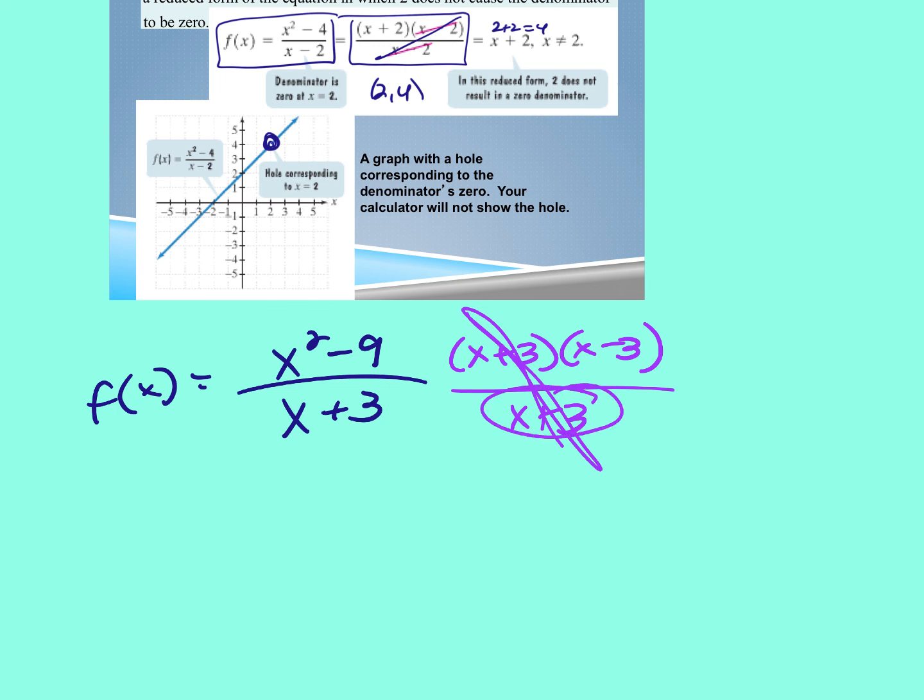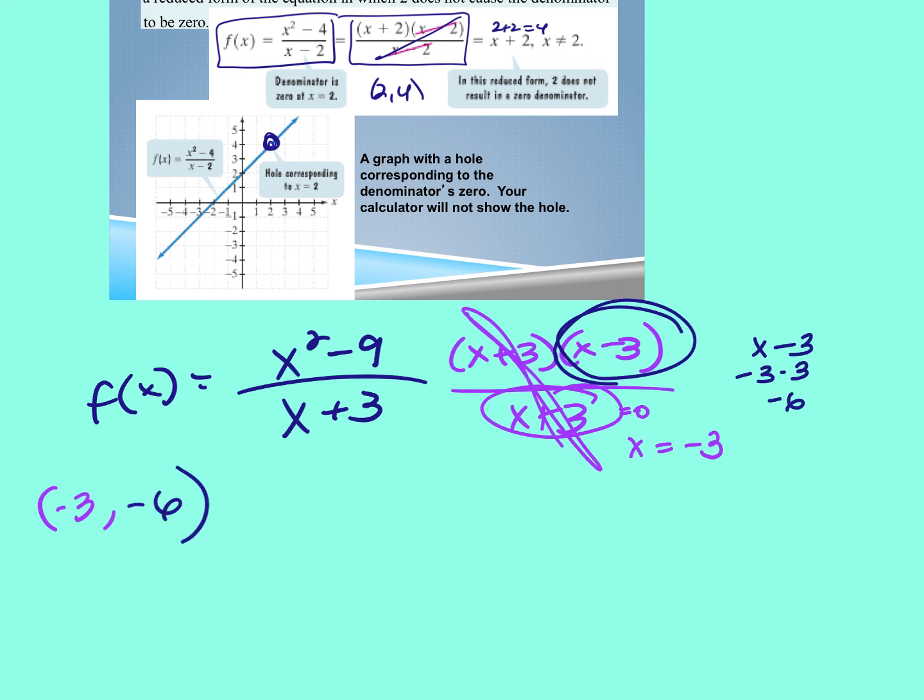Now, this is the factor that canceled out. So I would set that equal to 0, and I would get x equals negative 3. That's the x coordinate of my hole. And then I would take and plug it into my simplified equation. And that's the y coordinate of my hole. So it's negative 3 minus 3, negative 6. Yep. That's where the hole is. And I canceled this out, which really means that this is what's left of my equation. What kind of graph is that? That's just a line. But it would have a hole at negative 3, negative 6.